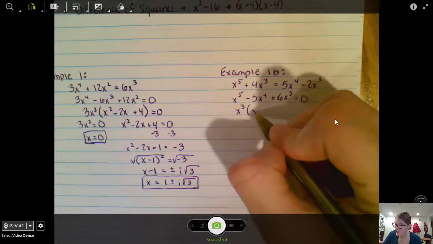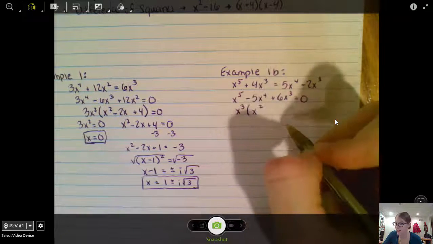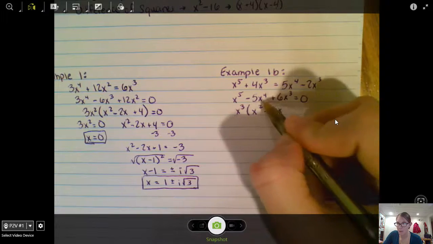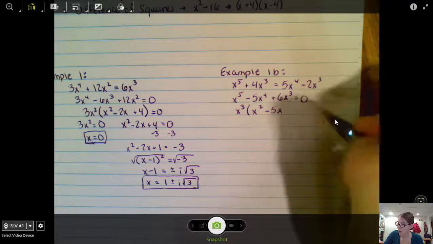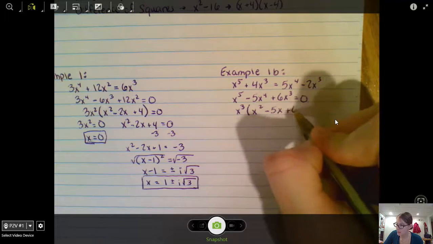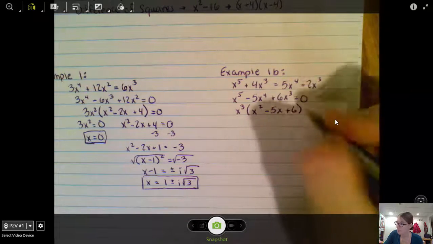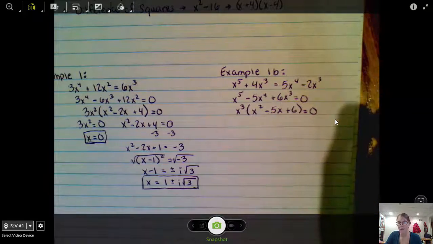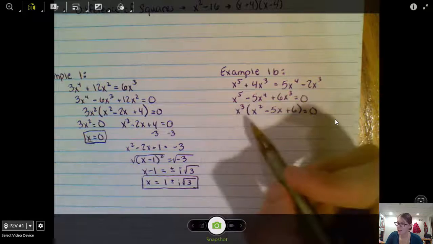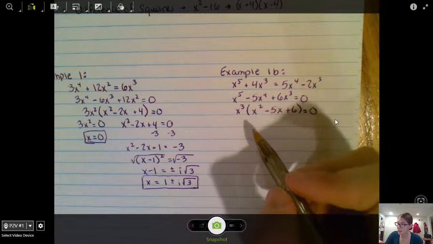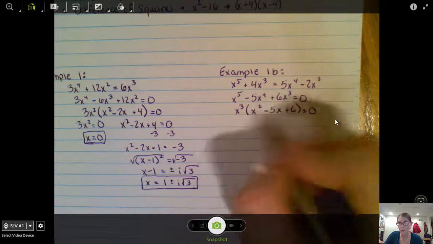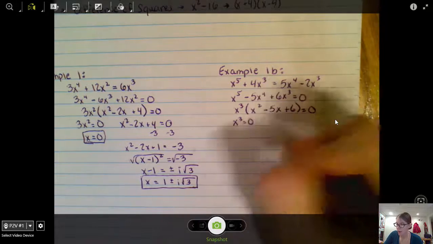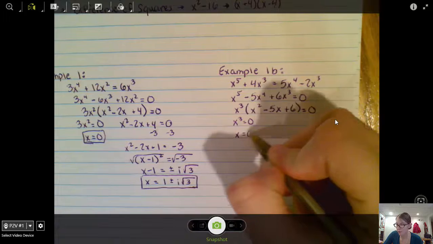X cubed times x squared gives us x to the 5th. X cubed times negative 5x gives me negative 5x to the 4th. And x cubed times 6 gives me the 6x cubed here. Now let's set each part equal to 0. Since I have two things multiplied together, x cubed can equal 0, and that happens when x is 0.